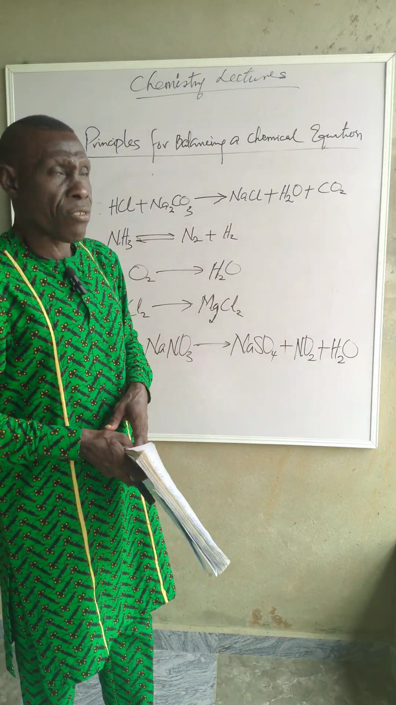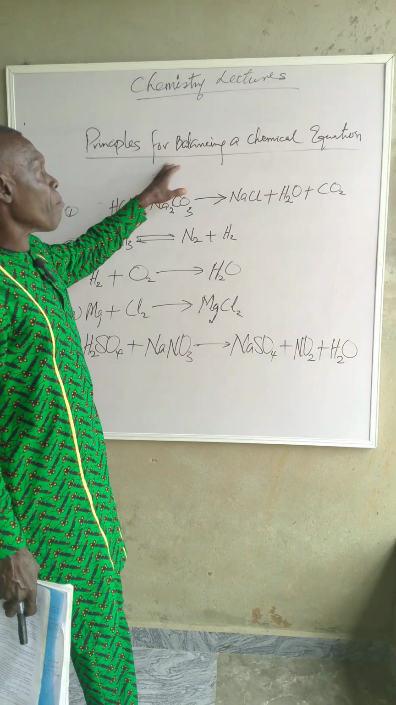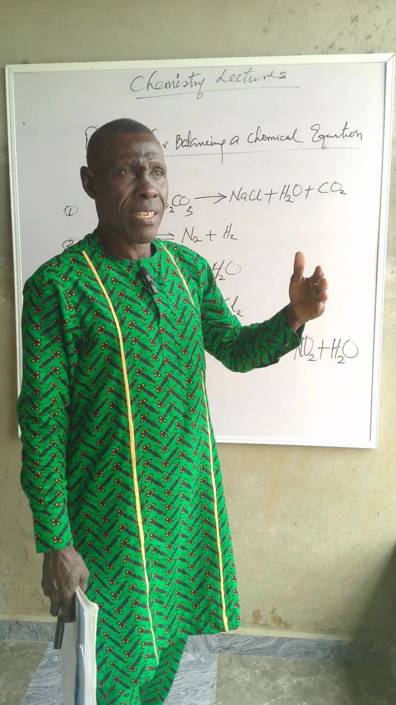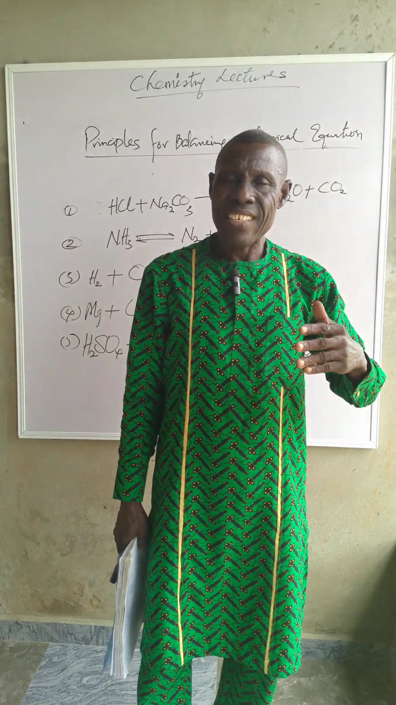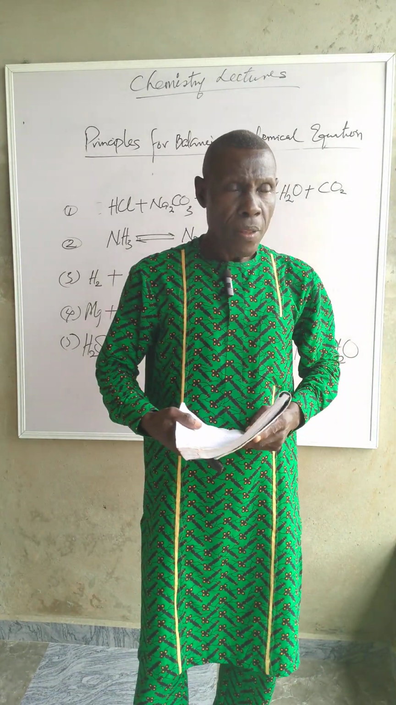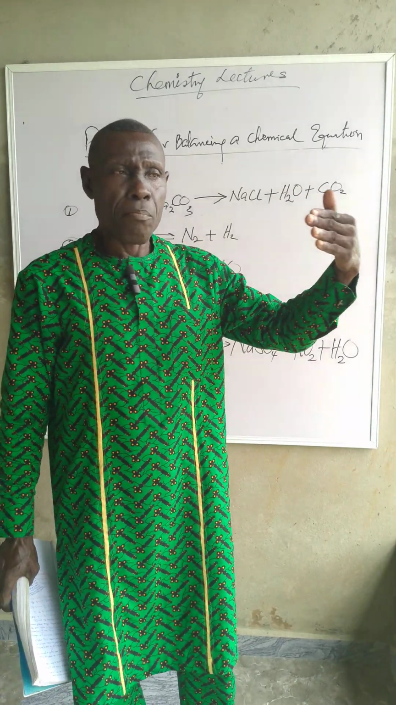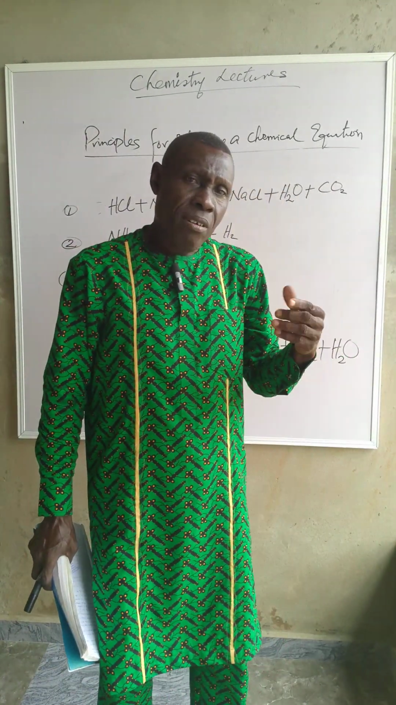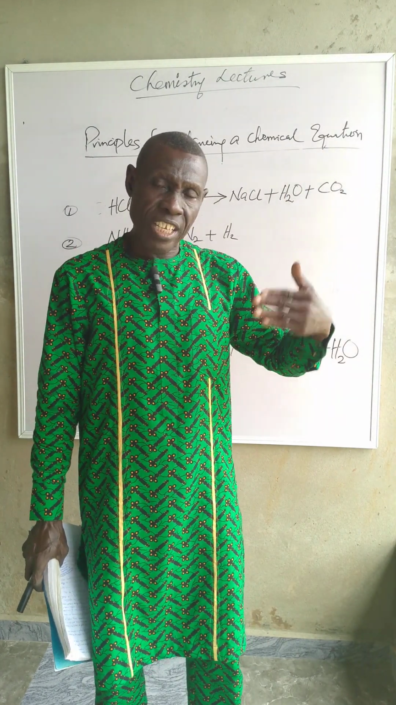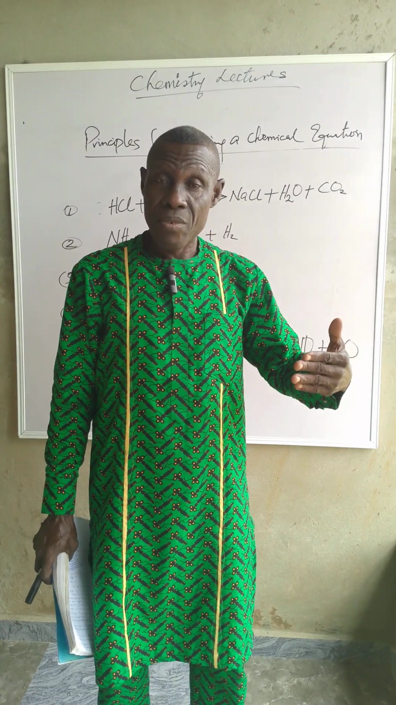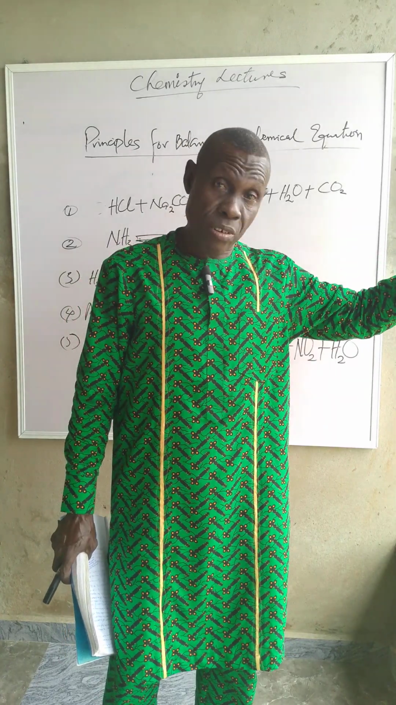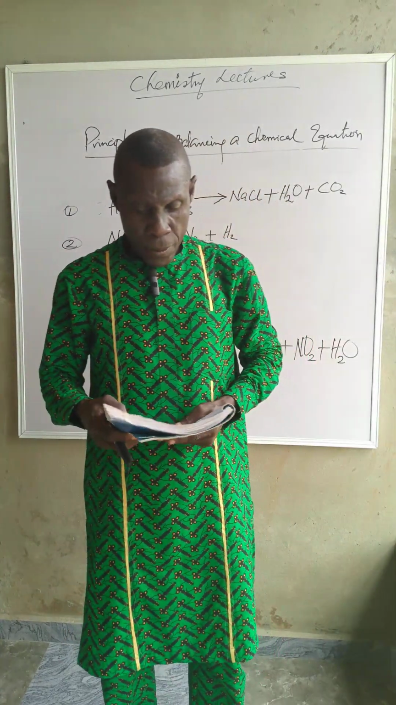Now, what we have to do today is the principles of balancing a chemical equation. There are rules and regulations guiding you when you are about to balance an equation. I told you before, balancing an equation means that the number of atoms of the elements present at the reactant side must be equal to the number of atoms of the same element at the product side. Very important. Now let's go.